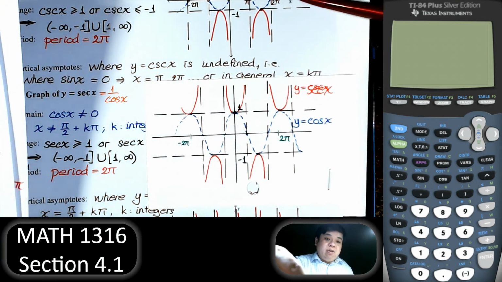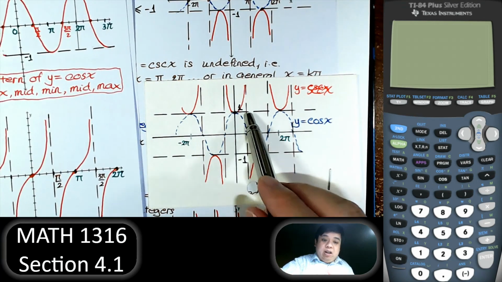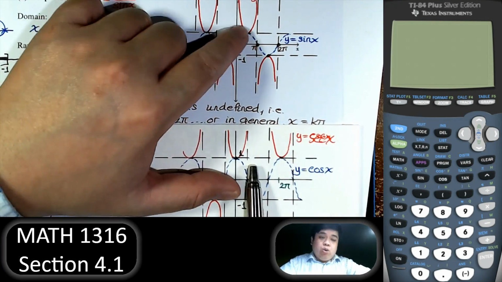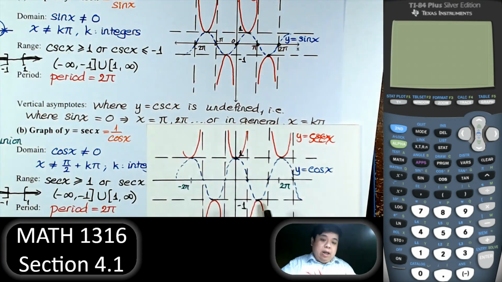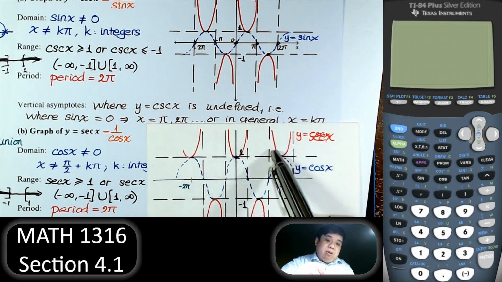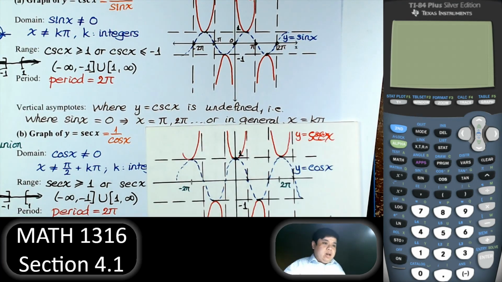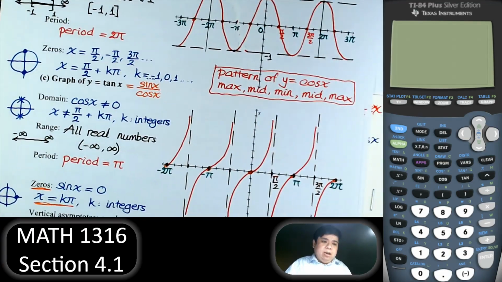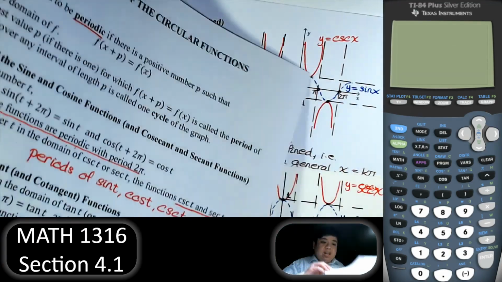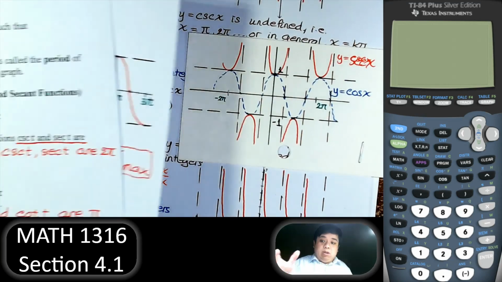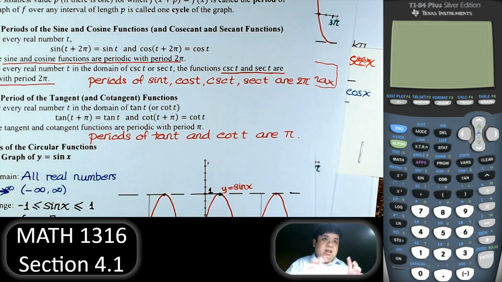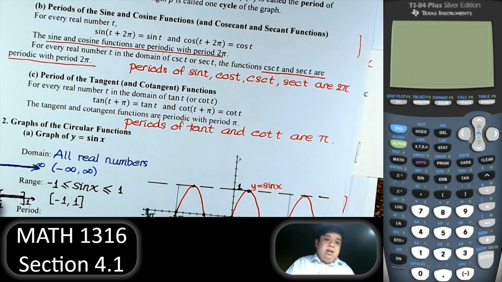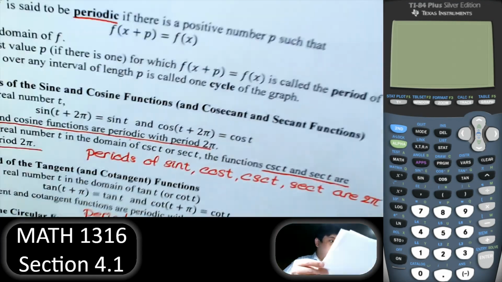Graph sine, cosine first, and then wherever the sine or cosine equals 0, we have the asymptotes. And then it just bounces off the maximum and the minimum. So those are the graphs of the trigonometric functions. Right. In the next two sections, we'll worry about more variety of these trig functions. But this section is just the basics of the graph of the circular function.